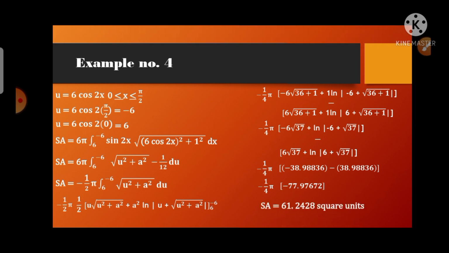So surface area is equal to 61.2428 square units. This is our surface area of the revolution using trigonometric function.